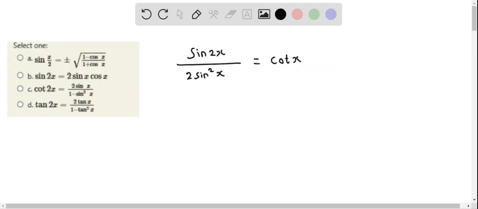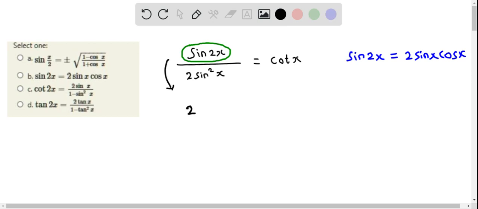We now verify if sine 2x over 2 sine squared x equals cotangent x. And to verify this, I'm going to use one of the double angle identities. That is, I'm going to replace this sine of 2x using the double angle identity. That is sine 2x, and this is identical to 2 sine x cosine of x.